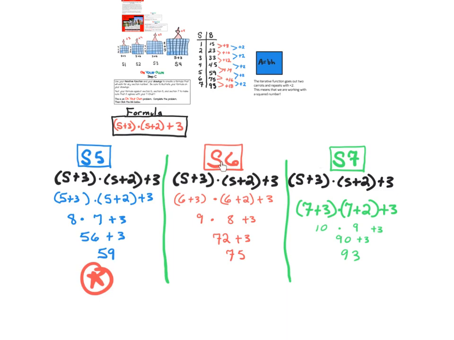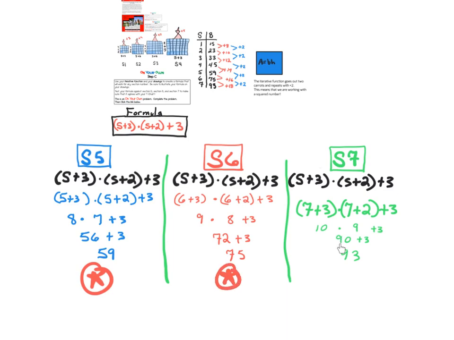Let's test it 3 times, right? So section 6, we're going to plug in 6 for each of the s's, right? And then we've got 6 plus 3 is 9. 6 plus 2 is 8. And then drop the 3. 9 times 8 is going to give you 72. Plus this 3 will give you 75, which agrees with our T-chart for the 6th figure or section number, right? And 75 works, so we get to give ourselves another big old star and circle it.